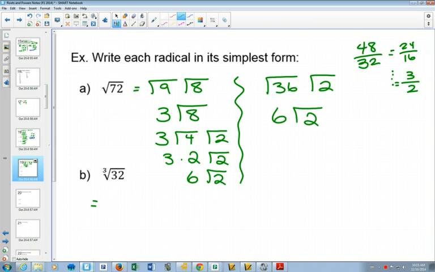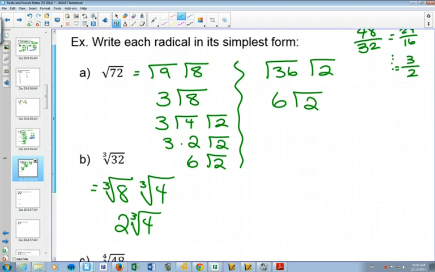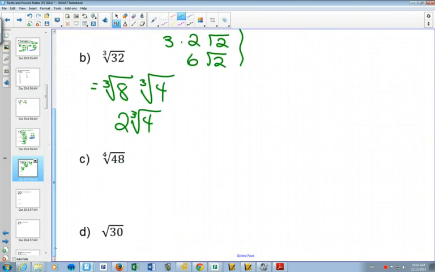Cube root of 32. The biggest perfect cube is 8. And you're left with 2 cube root of 4. The other thing that you're going to have to really pay attention to for details here is you're used to square root signs, you're not used to cube root signs. You might be very tempted when you see cube root of 4 to say that's 2, because square root of 4 is 2. So you just make sure that you're ready for those kind of things. Okay, 2 more. Try those 2.